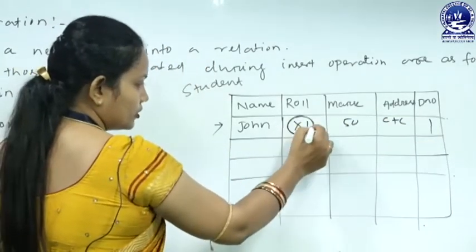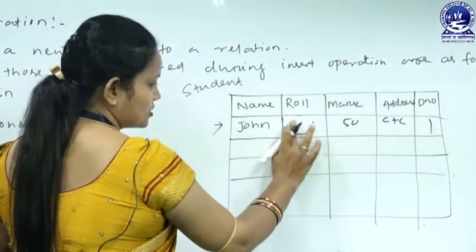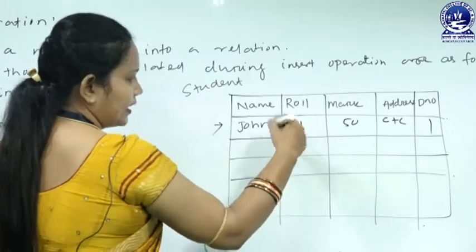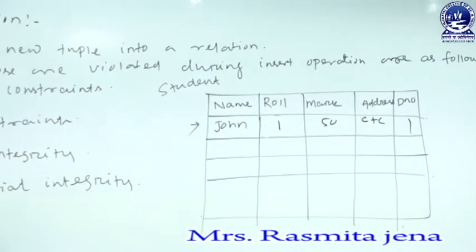So, according to this value, this will violate the domain constraint. If I put the value 1 instead of Xi, then it will be accepted. Okay. Then next comes the key constraint.